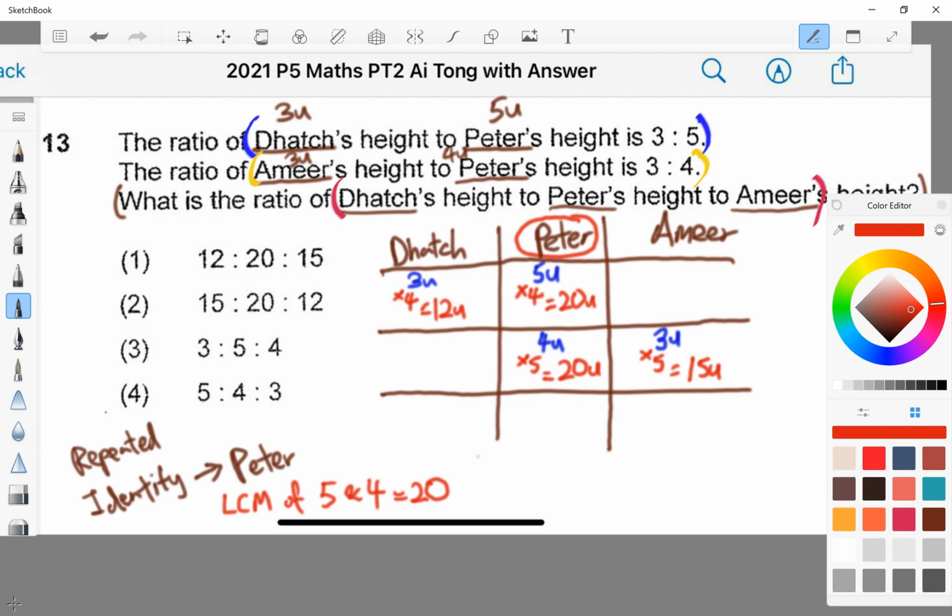So there is a final row. I will need to put in the final units. Dutch is 12 units, then Peter will be 20 units, and last but not least, Amir with 15 units. The question wants us to find the ratio of Dutch to Peter to Amir. And have we found the answer? The answer is yes. So I will search for the answer. It happens to be option 1.